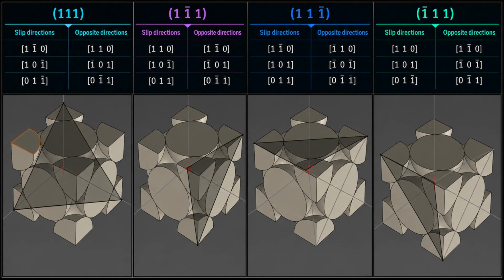We have now reviewed all 4 unique 111 slip planes and the 3 110 slip directions in each plane. Together, these give us the 12 slip systems of the FCC crystal structure. Now remember, this is where slip usually happens, along the close-packed directions and on the close-packed planes.